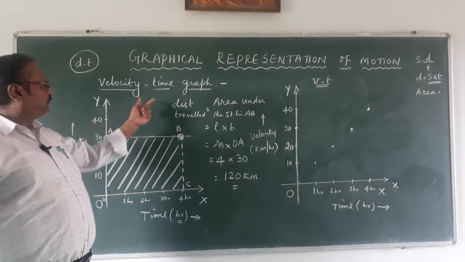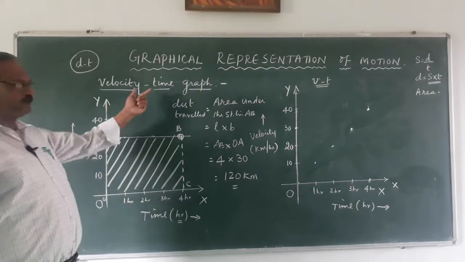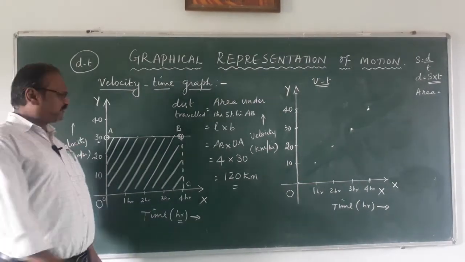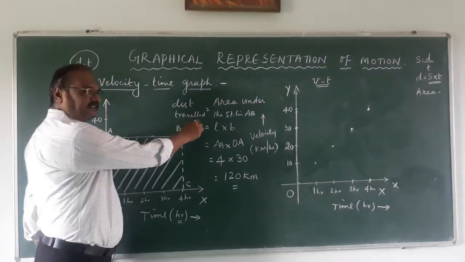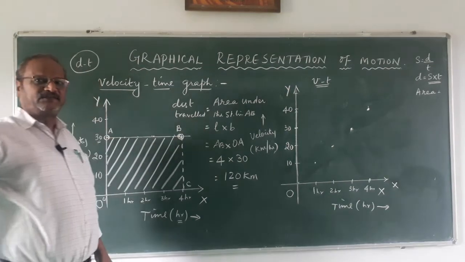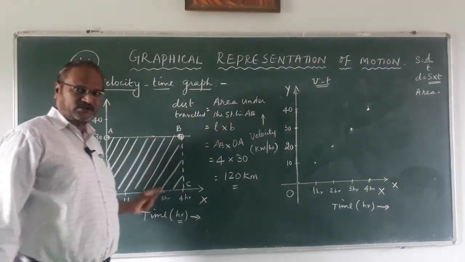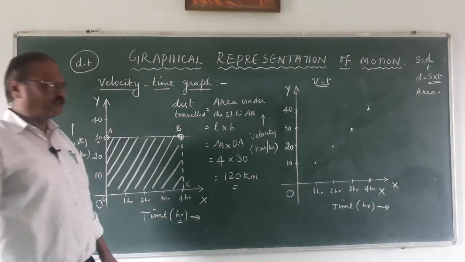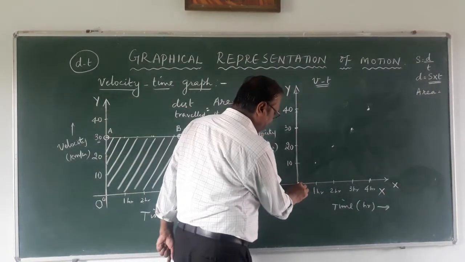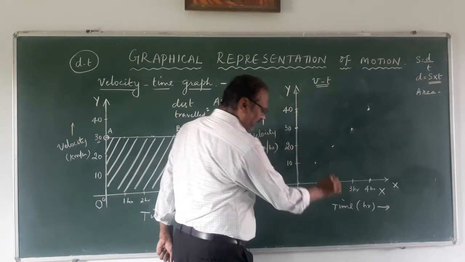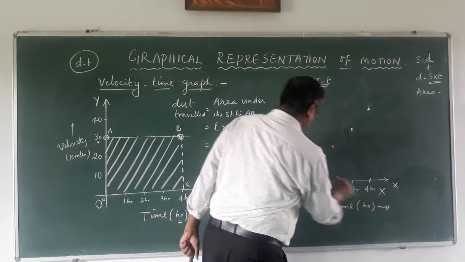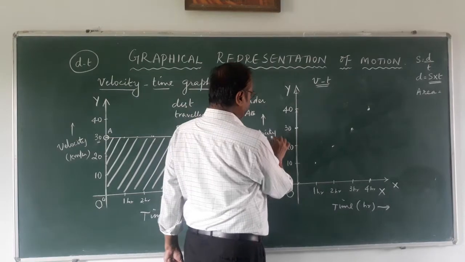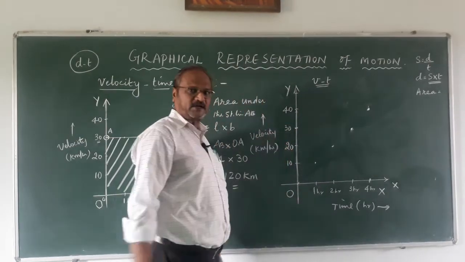In the previous video, we studied the velocity time graph, and also we learned that the distance traveled can be calculated from the area under the straight line. Now, this is for constant velocity. Suppose I take the next case, again the time axis is in hour and the y-axis is velocity, which is in kilometer per hour.